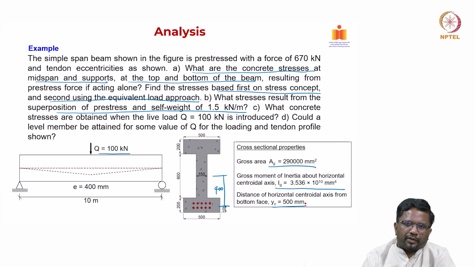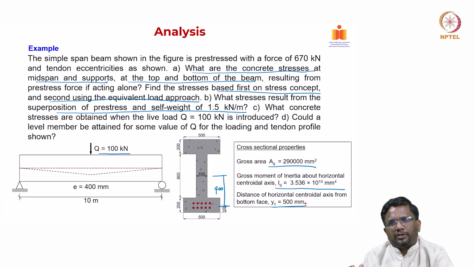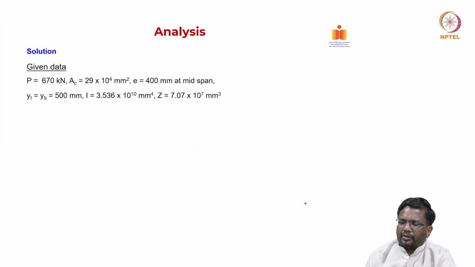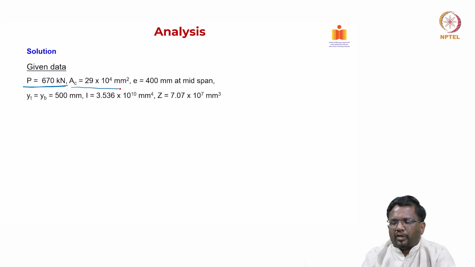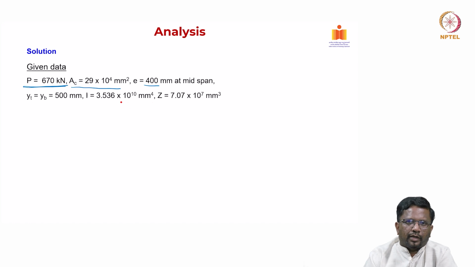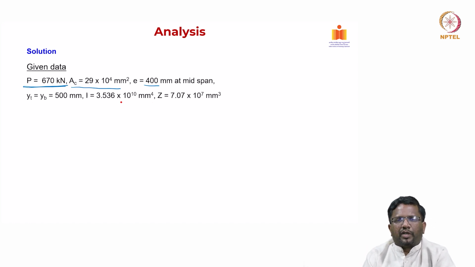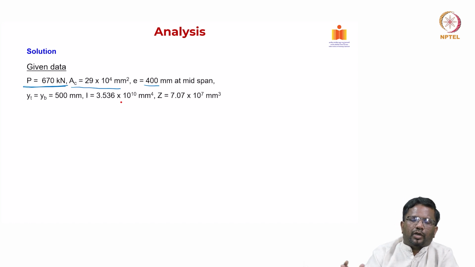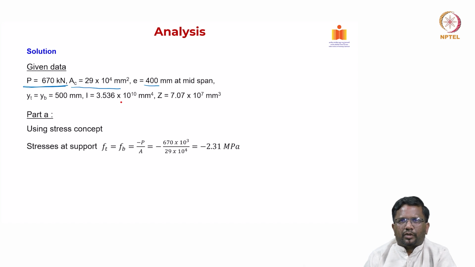Now, let us quickly run through these numbers and see what we get out of each method. Again, it has been given pre-stressing force is equal to 670 kilonewton, area of concrete is 290,000 millimeter square, and eccentricity is 400, and these are the section properties that we have already calculated even in the last class. So, this is the same type of cross section we are going to use in further analysis also, so that you get an idea of the same properties. You don't need to calculate.